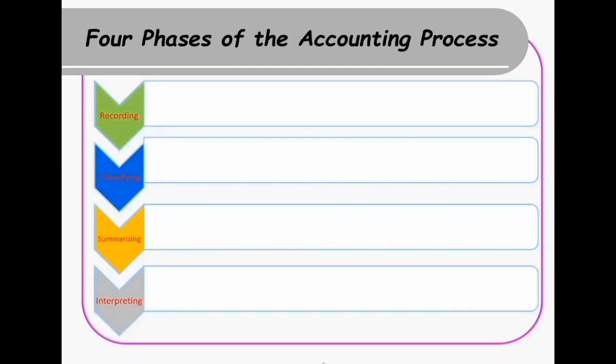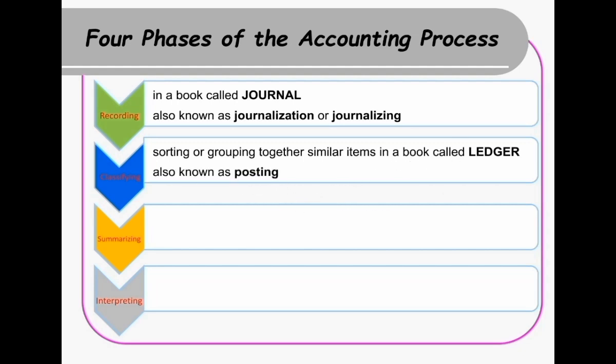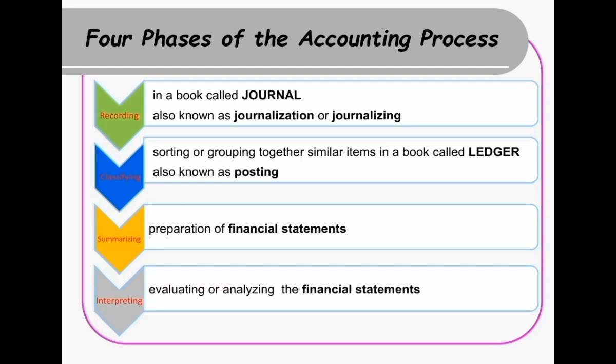The recording of transactions is done in a book called the journal. That's why recording is also known as journalization or journalizing. Classifying is the sorting or grouping together of similar items in a book called the ledger. The term posting is commonly used to refer to this step. Summarizing basically refers to the preparation of financial statements, while interpreting is the evaluation or analysis of those financial statements.